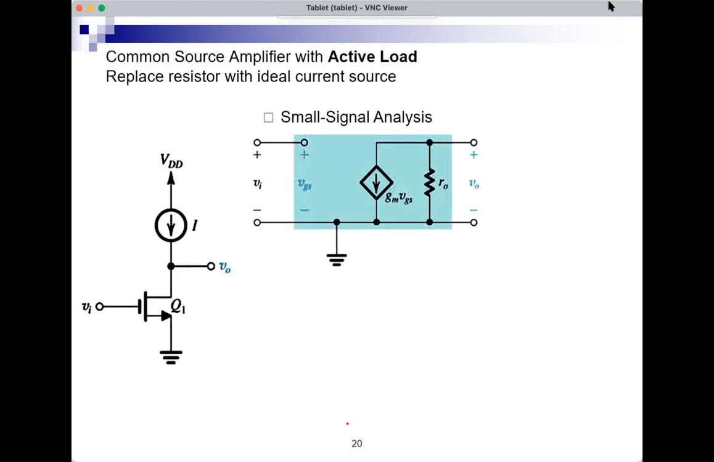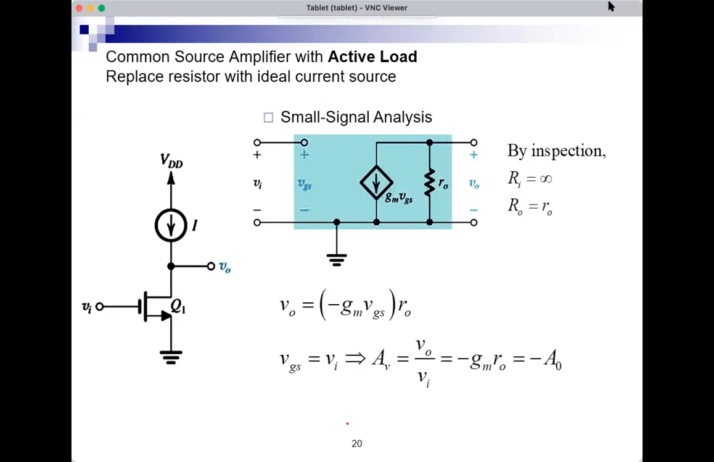So my DC conditions are the same now, similar to the previous slide, but my signal conditions are very different. Now there's no R in the signal analysis. And if I repeat the analysis, the input resistance is still infinite because there's no input current. The output resistance is only small RO because there's no R. It was R parallel RO. And the voltage gain is now minus GM times RO. And this is the intrinsic gain, and this should be a decent gain. There is no RO parallel R, which drops the gain in absolute value significantly.